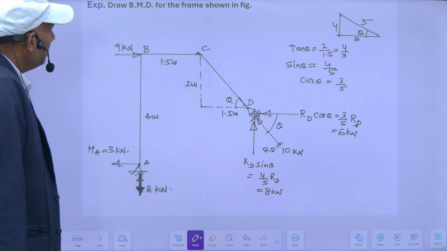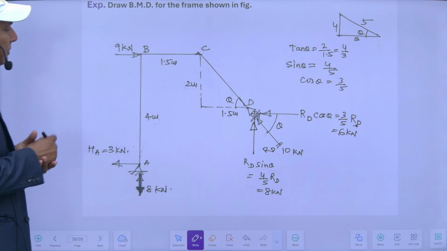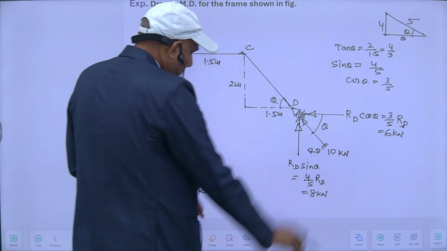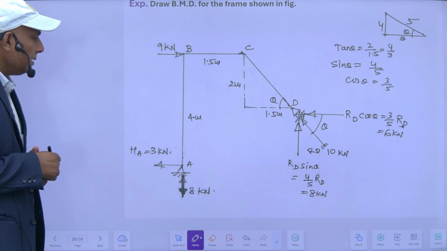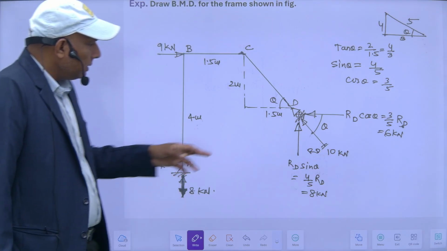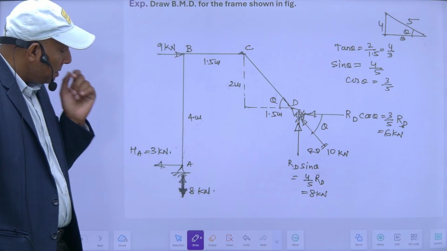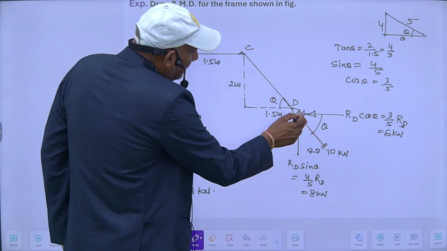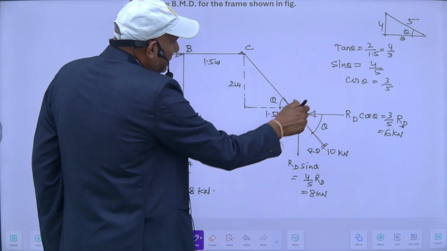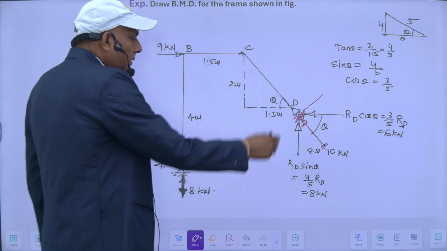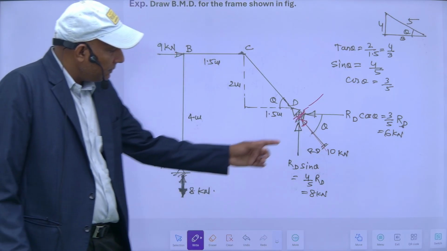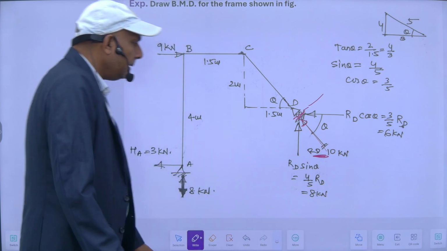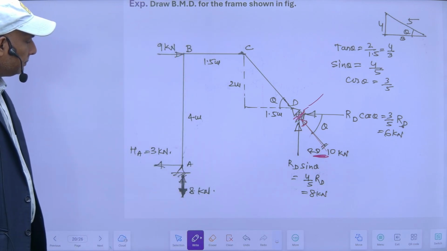Sorry for that. So this is my frame, and I have to draw its bending moment diagram. This is a roller end, meaning there will be a reaction perpendicular to these directions, and in the direction of the roller no force will act here. So it is free here. Only one reaction will be in these directions. Suppose this is RD, and this is RA.